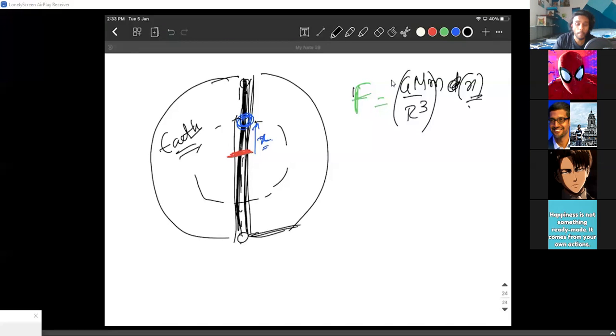Sir, if we throw this thing from a little height, then it will not be SHM, right, sir? Beautiful question. Yes, we will discuss that right after this. If you throw it from a height, it won't be.